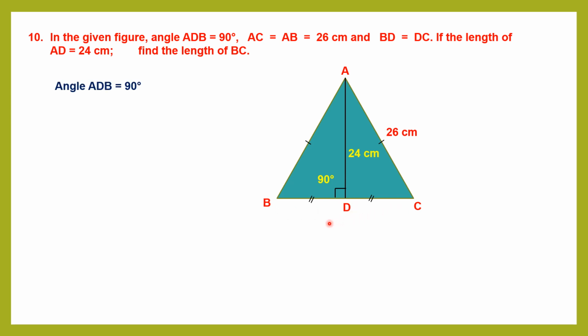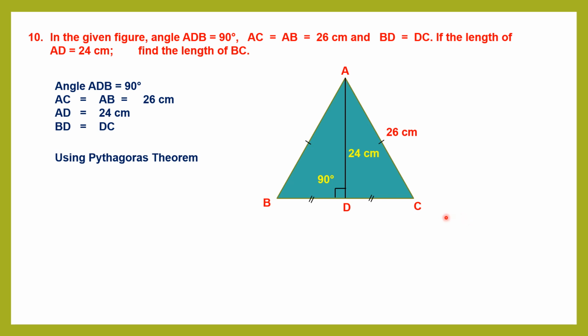So let's begin. Angle ADB is 90 degrees, given to us. AC is equal to AB equals 26 centimeters. And AD is equal to 24 centimeters. All this is given to us. Now BD, we are told, is equal to DC. So now it's going to be easy to find BC. So we're going to use the Pythagoras theorem and take one of these right angles. So AC, well, let's take this. The square of the hypotenuse is equal to the sum of the squares of the other two sides. So let's substitute the values of whatever we have.